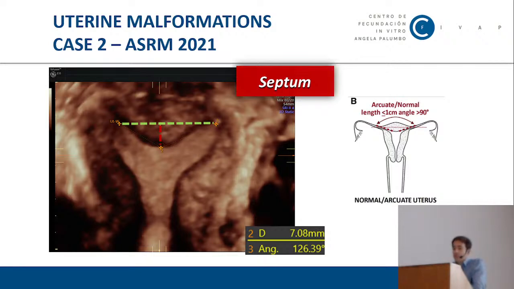Same case, ASRM classification 2021. We have a septum that is smaller than 1 centimeter, and the angle is bigger than 90 degrees. So we classify this uterus as an arcuate, normal uterus.